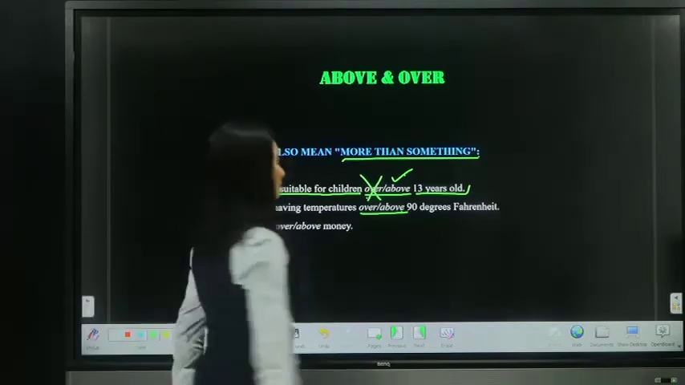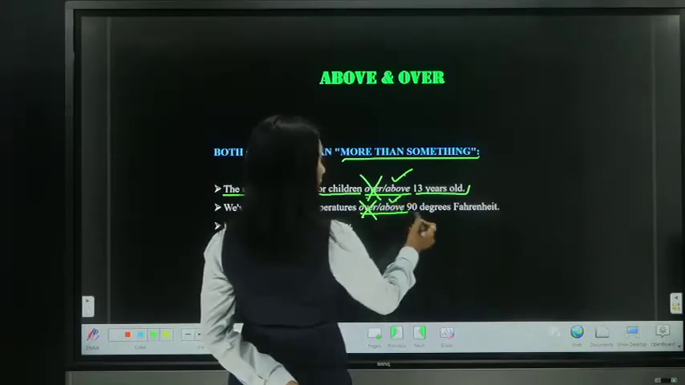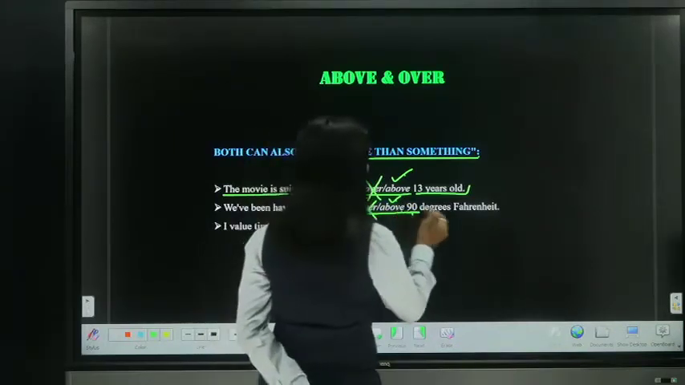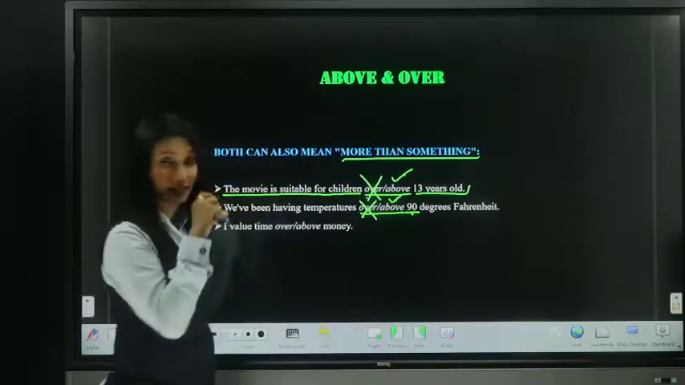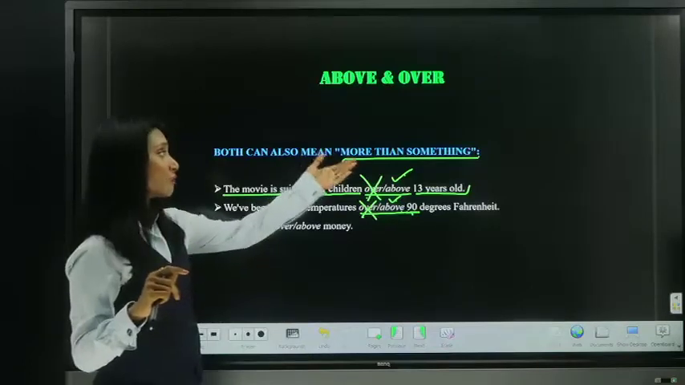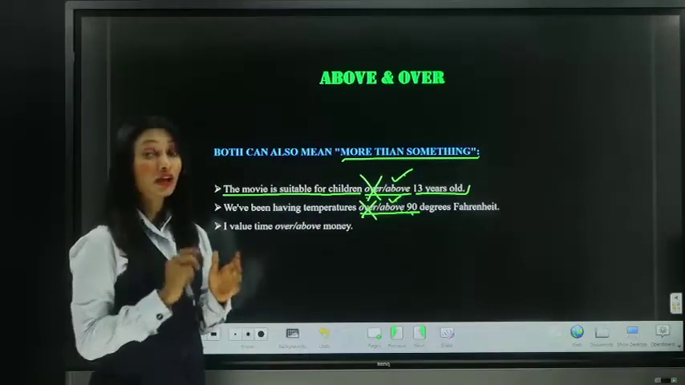So again, here above is more appropriate. Already we are given some figure here: above 90 degrees Fahrenheit. That means, what do you understand? When the meaning is more than something, above is more appropriate, but not always.